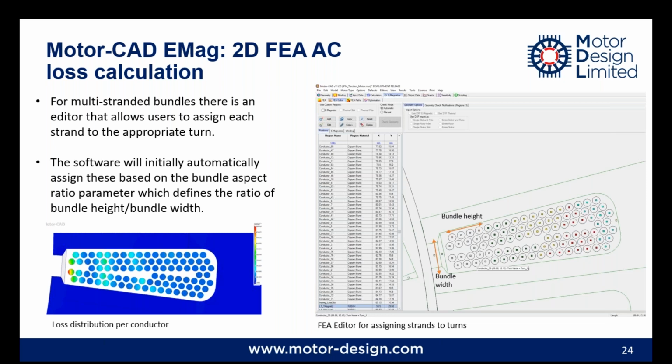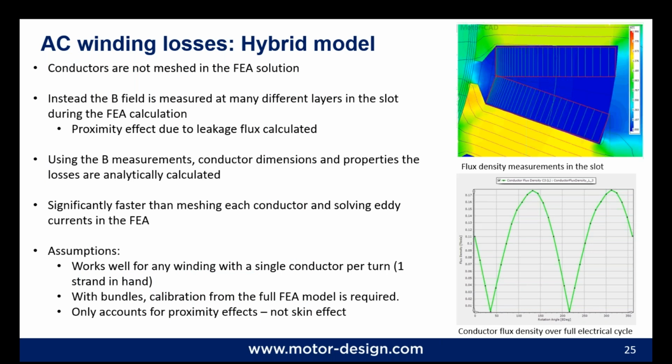So again, we do exactly the same thing once we've set this up and we solve the solution in our finite element eddy current diffusion equation, and we get the loss per conductor, and then we can use that to calculate efficiencies and temperatures. So that's the finite element solution. But as I mentioned, it can be quite time consuming. So we've developed another method which is designed to give accurate results, but without requiring us to draw and mesh each conductor in the finite element solution.